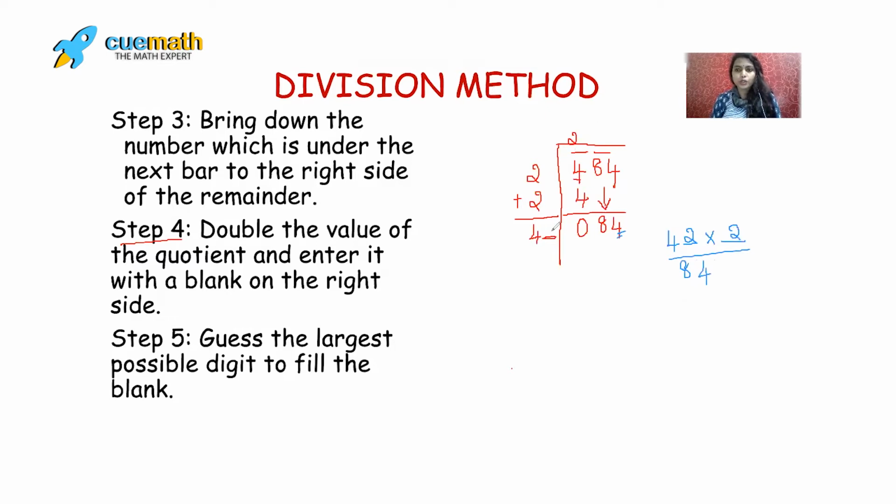So what I'm going to do is place 2 here and 2 here, and that's nothing but 84, and the remainder is 0. Therefore, square root of 484 is equal to 22. I think you're clear with this method. Let's solve a few more examples which are there in your NCERT book. Let's move to the next question now.